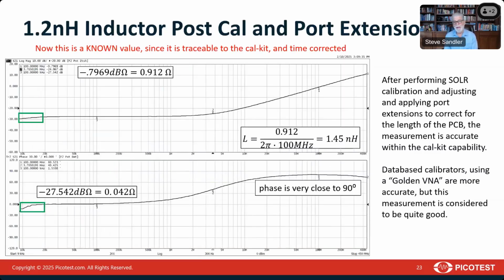So what happens if we take our same 1.2 nanohenry inductor, we do the calibration, and we add the port extensions in order to remove the effect of the printed circuit board, and now we're getting much closer. You can see we still have a low frequency error because we didn't correct the ground loop error. You can see the phase now is very close to 90 degrees, and you can see that our mounted chip is measuring about 1.45 nanohenries. All we've done is calibrated the instrument to the connector ends and tried to de-embed the printed circuit board using port extensions.